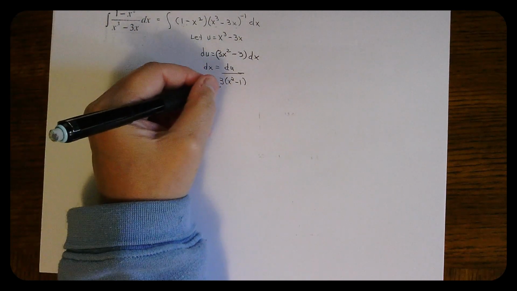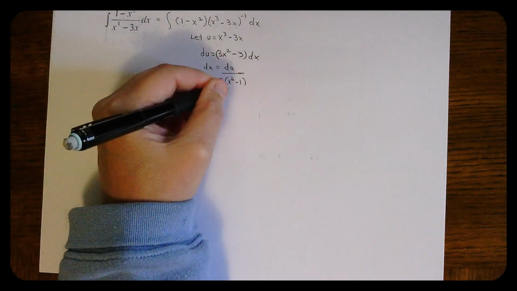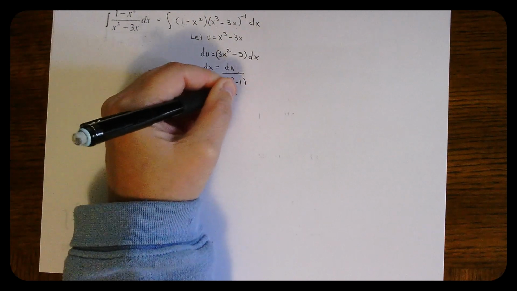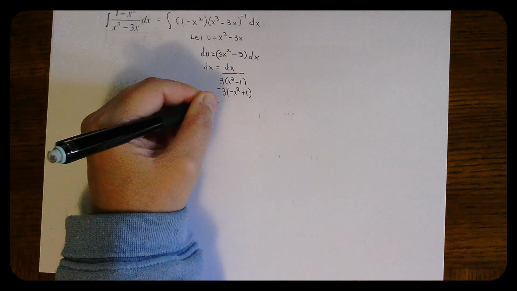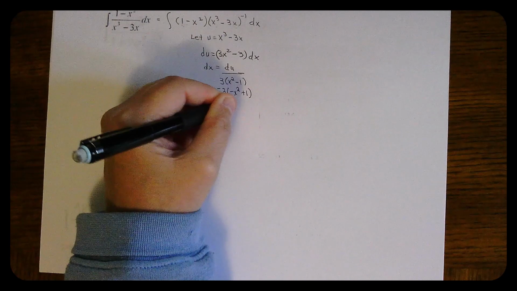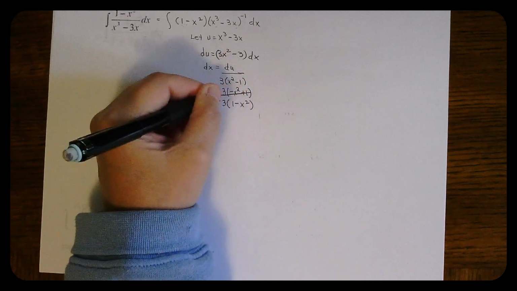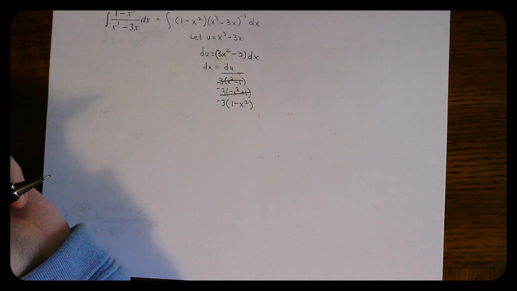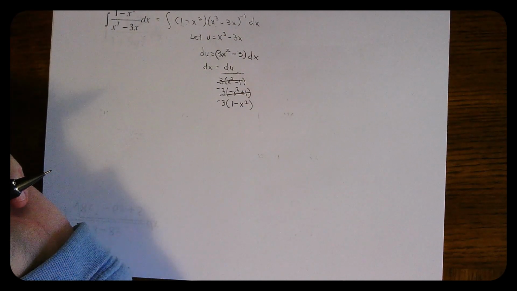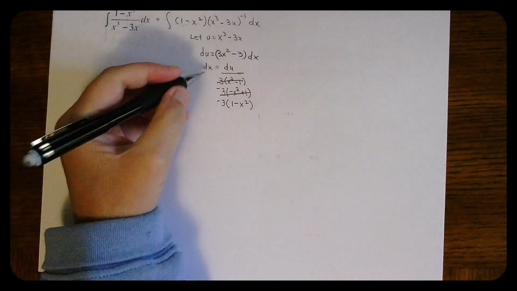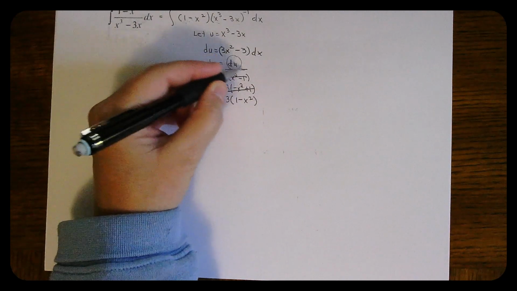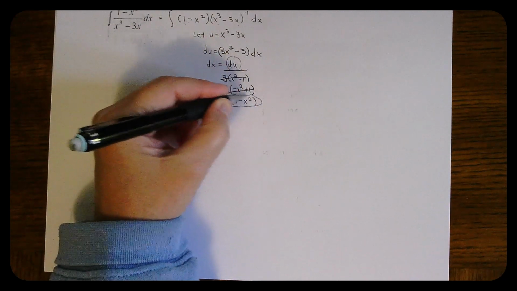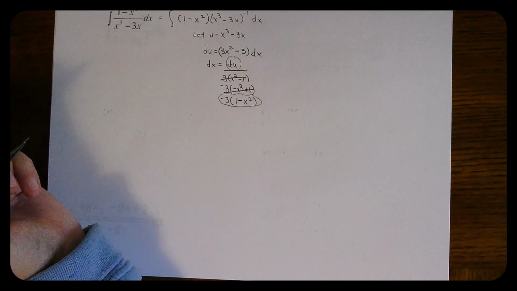So what that will become is -3 times -x squared plus 1, which is -3 times 1 minus x squared. So whenever you have opposites, you're really not that far off. You just have to factor out a negative. Okay, so dx is equal to du divided by -3 times 1 minus x squared.